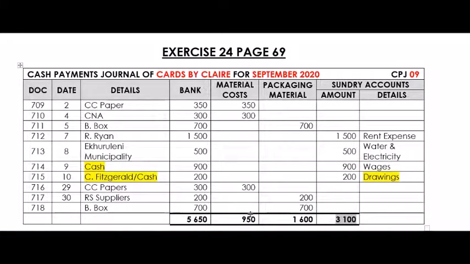And just remember this little tip. A way that you can always test yourself is that all of the columns after the bank column, so in other words, if you add material and packaging and sundry accounts together, will give you the total of the bank column.